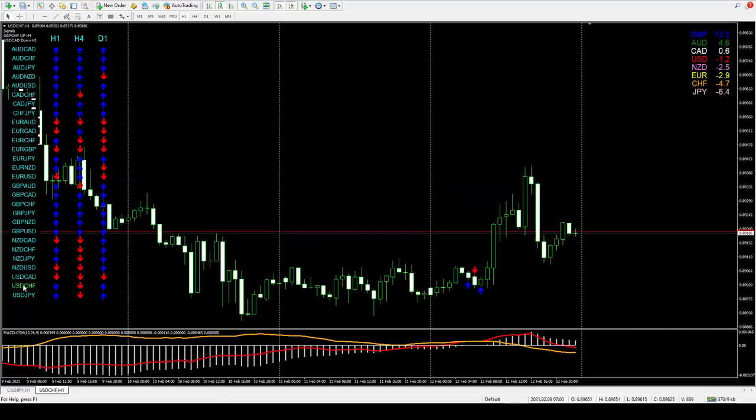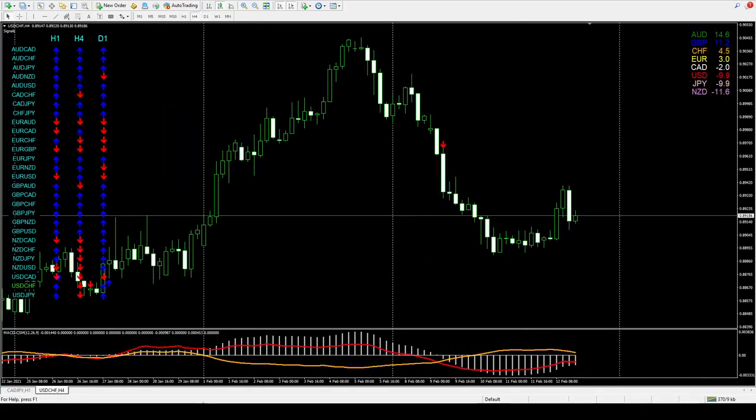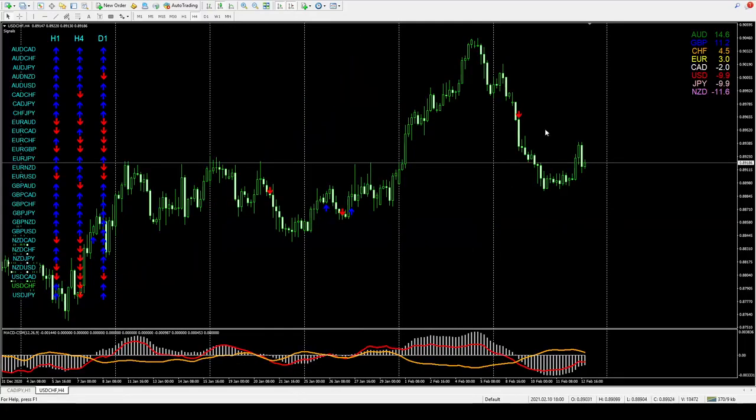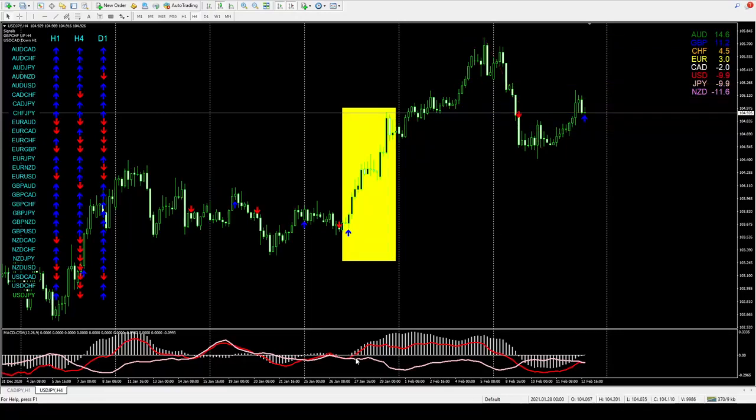So let's go for USD CHF now. The D1 time frame is a buy for this week. For H4, it was a sell. So there is no proper signal for USD CHF because it has two different signals for the H4 and D1 time frame.